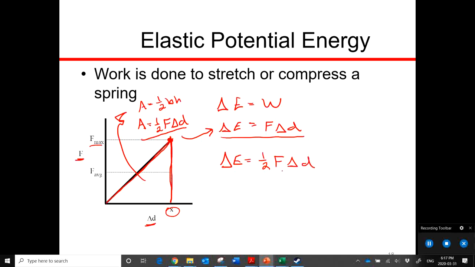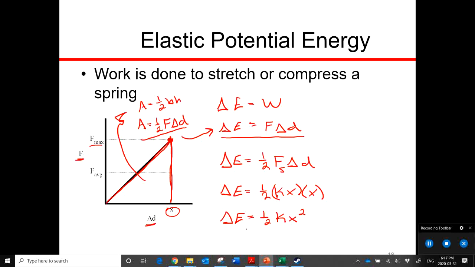Now we're dealing with a spring, so we're specifically looking at the spring force, and remember a change in distance in a spring, we give the symbol x. So if we substitute our force here, spring force is equal to kx, and then distance is also equal to x, so we end up with the equation delta E is equal to 1/2 k, which is our spring constant, times the distance you move it squared, or 1/2 kx squared.